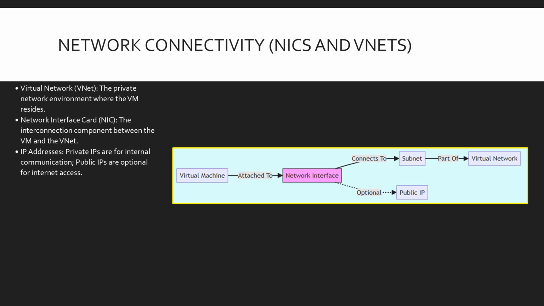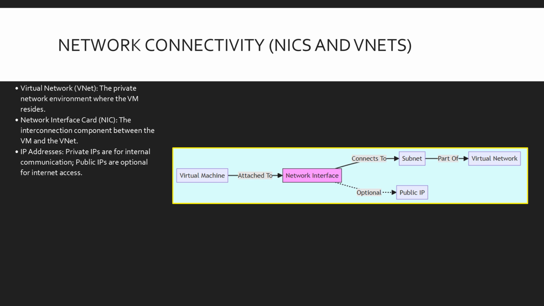A VM cannot exist in isolation. It needs to communicate. This is handled through the Network Interface Card, or NIC. The NIC is a standalone resource that connects your VM to an Azure Virtual Network, or VNet. When you deploy a VM, you must place it into a specific subnet within that VNet. By default, the NIC is assigned a private IP address for internal communication. If your workload requires access from the outside world, you can optionally associate a public IP address resource with the NIC. It is critical to remember that the NIC acts as the bridge. The VM doesn't connect directly to the network. It connects via the NIC.